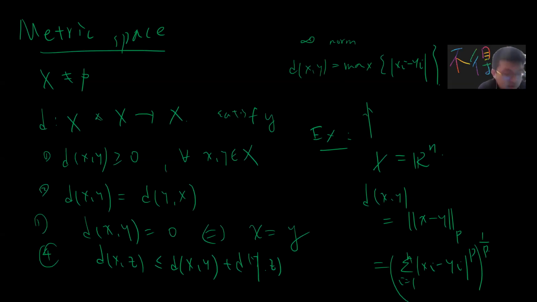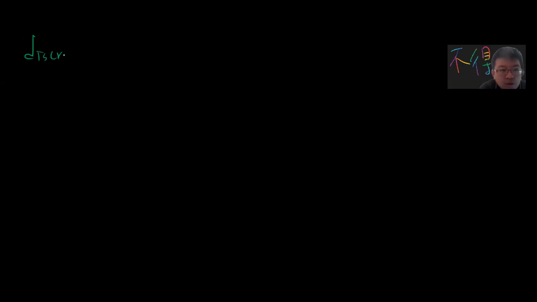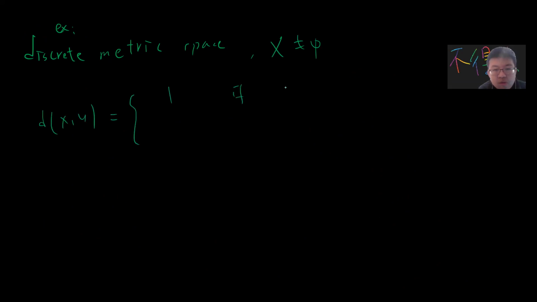Another example is the discrete metric space. Let's say you take X to be some non-empty set, and you define the distance d(x,y) to be 0 if x equals y, and 1 if x is not the same as y.